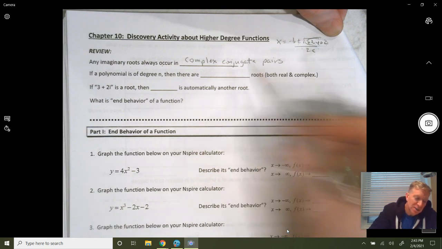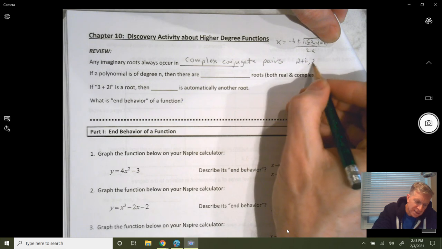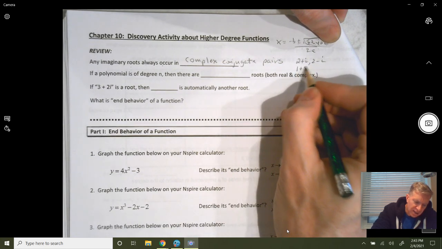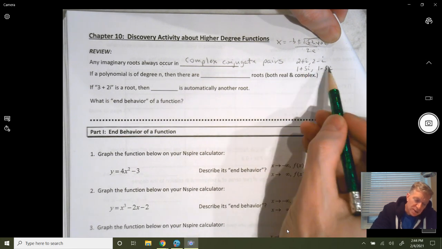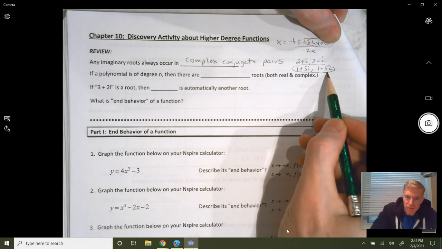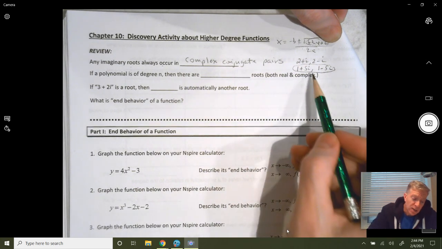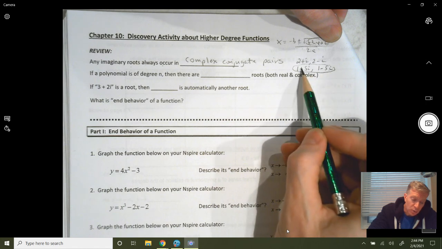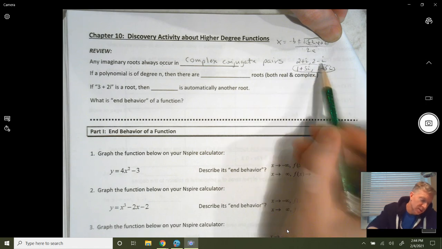Okay, complex conjugate pairs are things like 2 plus i and 2 minus i. Okay, 1 plus 5i and 1 minus 5i. Notice they will always come in pairs if there are roots that are solutions to the quadratic equation. If there's an imaginary part, that's always going to have a plus or a minus in front of it. These two are complex conjugate pairs. These two are complex conjugate pairs.